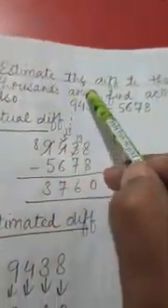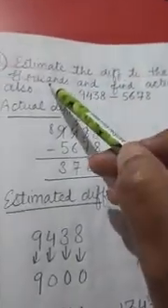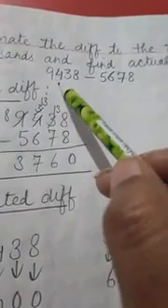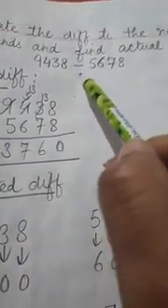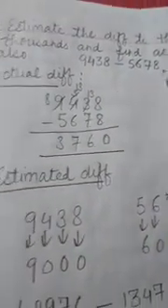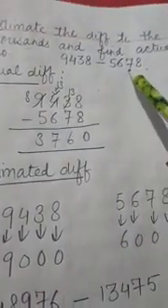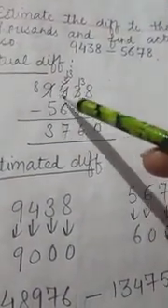Now see the next example. What is the statement? Estimate the difference to the nearest thousands and find the actual difference also. And what is the question? 9438 minus 5678. Now how to find out the actual difference? As already you know, we will subtract these two numbers.